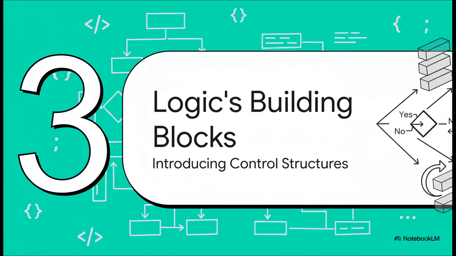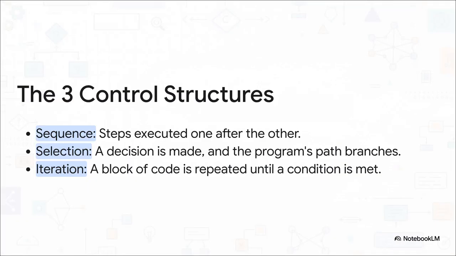Okay, so we know why the flowchart is so important. Now let's get into the how. What are the actual building blocks you're going to use to put it together? Well, it all comes down to the 3 fundamental control structures of programming. And this is pretty wild when you think about it. Literally every structured program you've ever used, from the calculator on your phone to a massive operating system, is built using just 3 basic ideas.